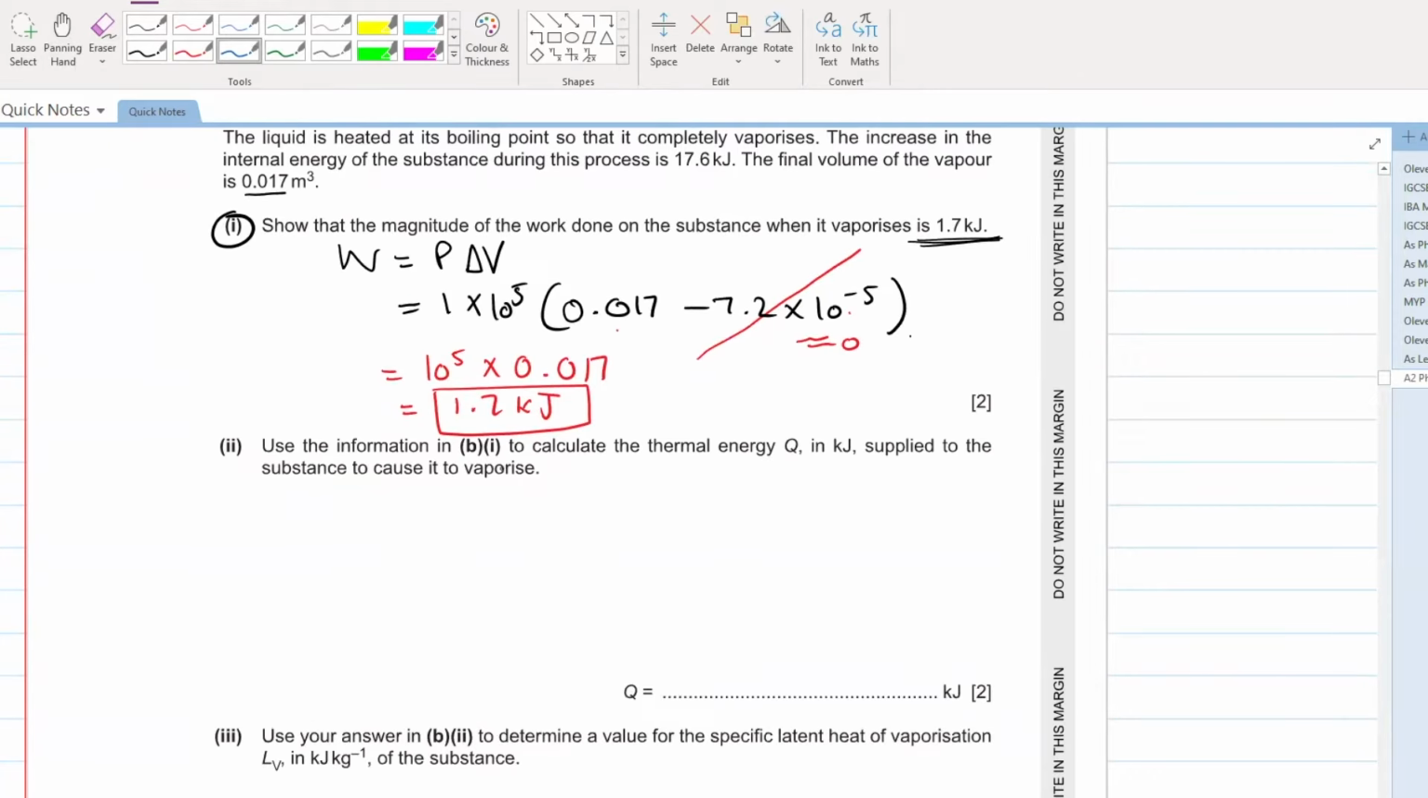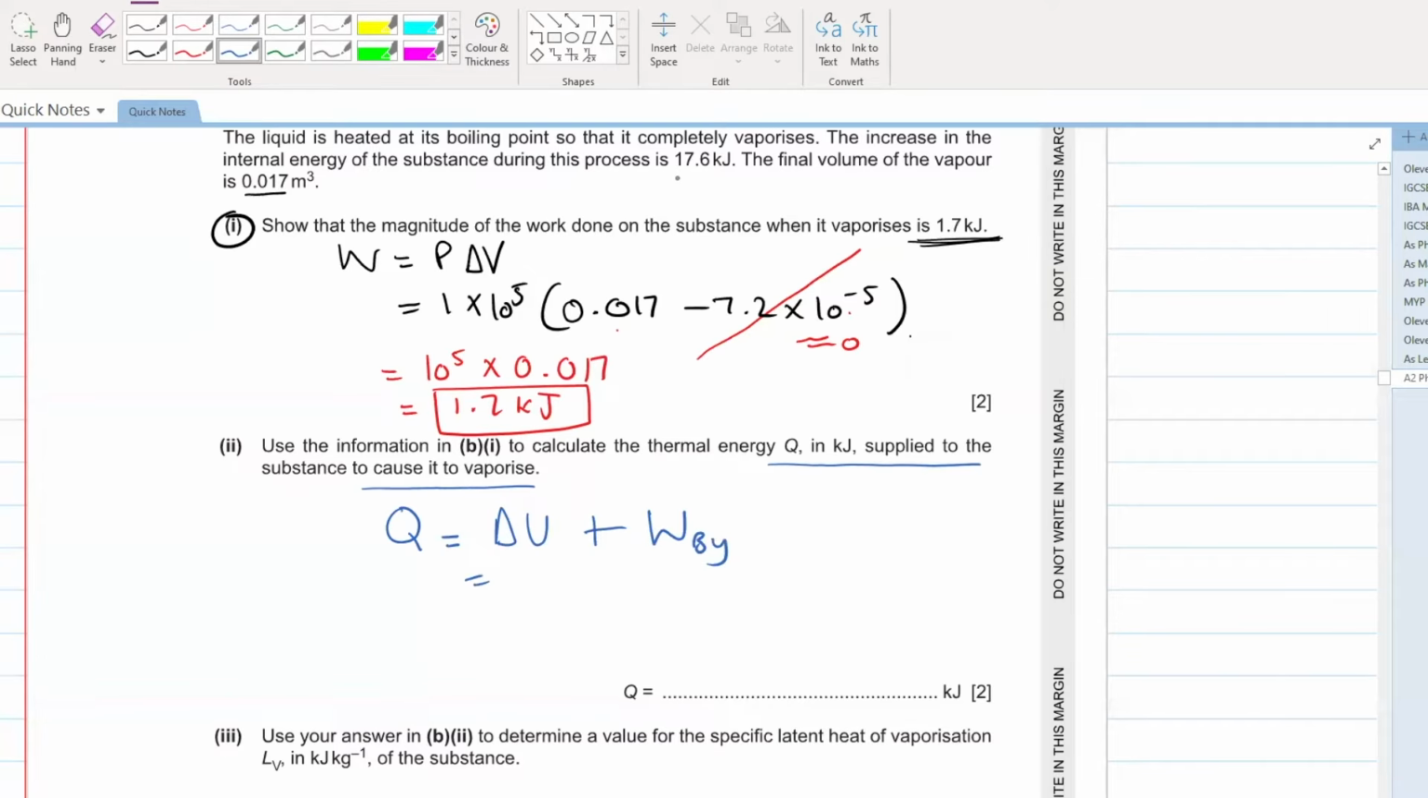What is written in part 2? Use the information in B1 to calculate the thermal energy in kilojoules supplied to the substance to cause it to vaporize. Perfect. You have to calculate Q. Do you remember the first law of thermodynamics? Yes. Q is equal to change in internal energy plus work done by the gas.